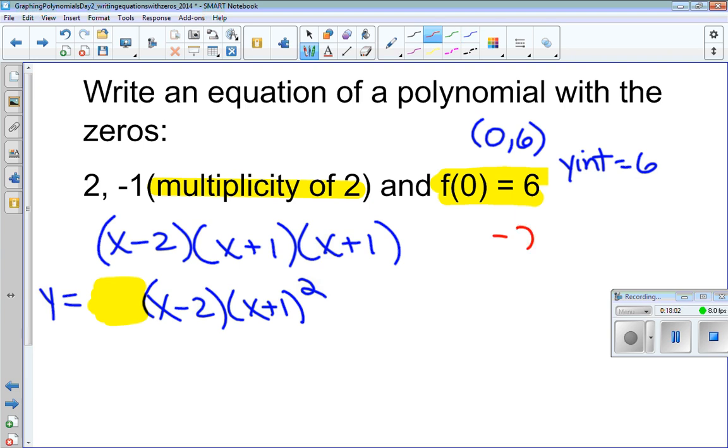So, -2 times some number a, which is our leading coefficient, is going to be 6. So if I divide by -2, I know that my leading coefficient should be -3. Very good.